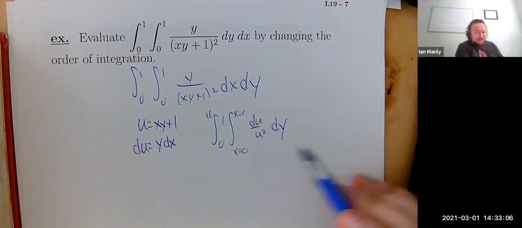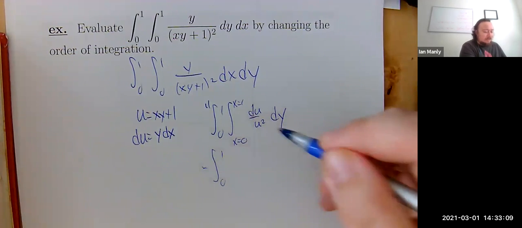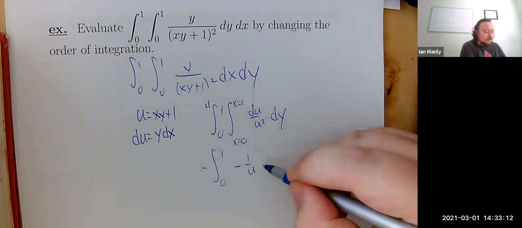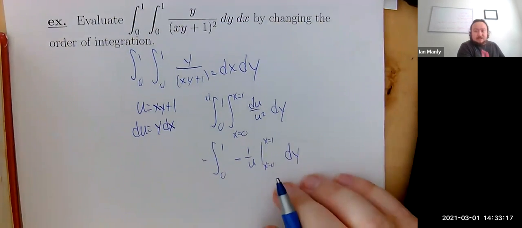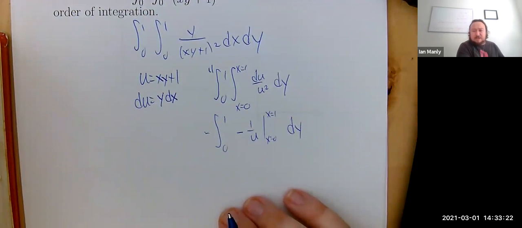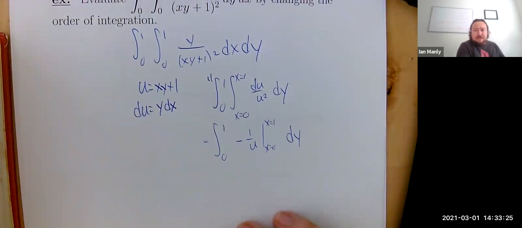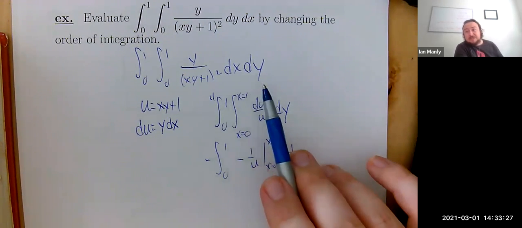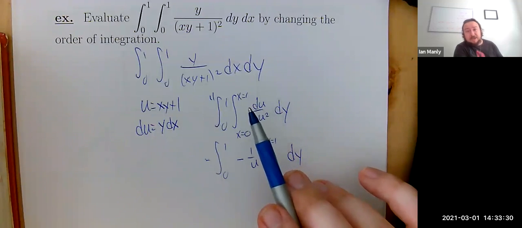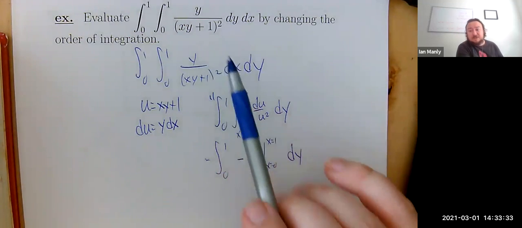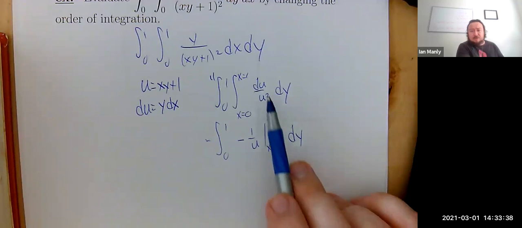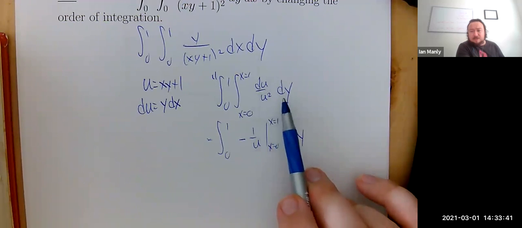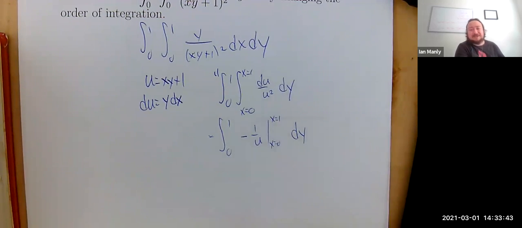x is 0 to x is 1 of du over u squared dy. And now this is a much easier integral to do than what we had last time. We have 0 to 1, and then we have negative 1 over u from x is 0 to x is 1. All right, and then we can go ahead and plug in, isn't it dy dx? Well, I changed it to be dx dy because it's going to be easier, and we can use Fubini's theorem. Shouldn't it say du dy? It does right here.